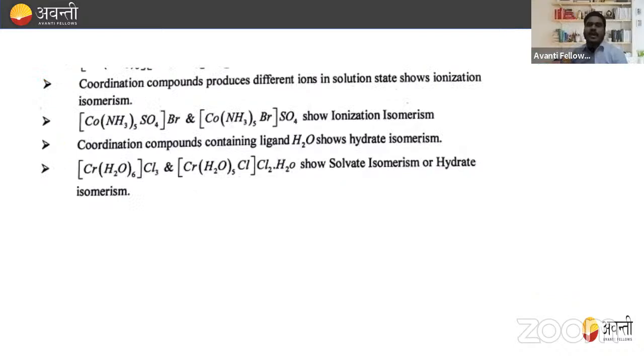Okay. Now, coordination compounds that produce different ions in solution show ionization isomerism.